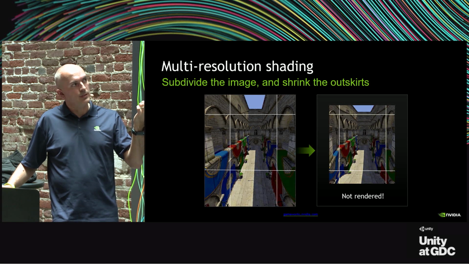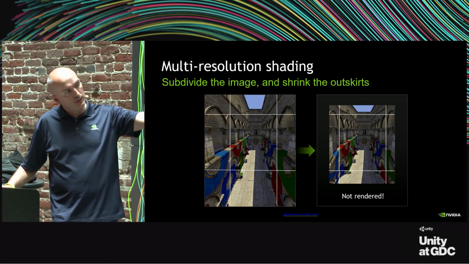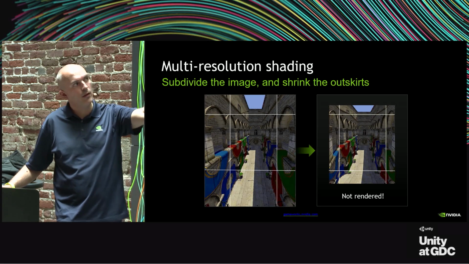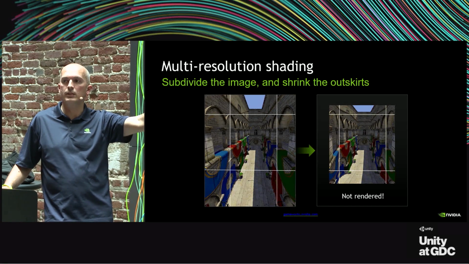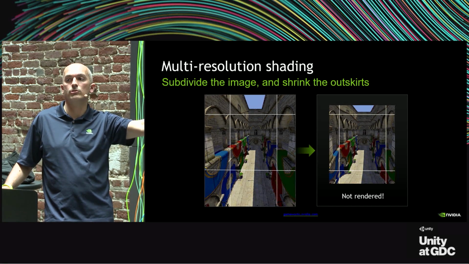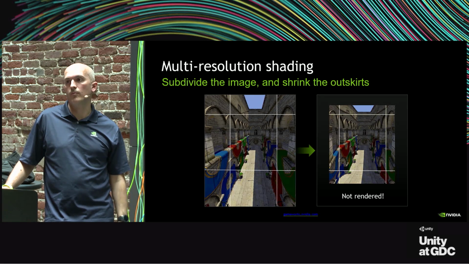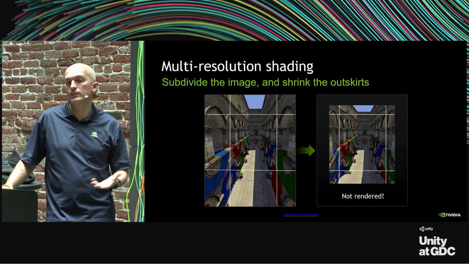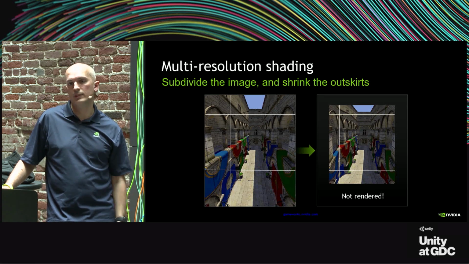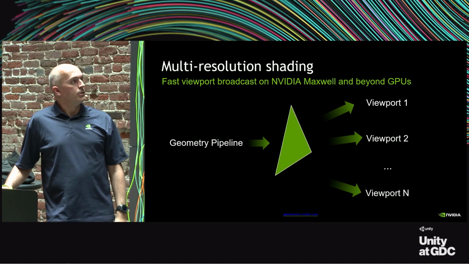And so what happens at the end, you can see that all this, where it says not rendered, all this black area in the rectangle on the right actually never gets rendered. So you are saving a significant amount of pixels. And if your game is obviously pixel bound, this is the right way to go to address that problem. So how does this work?